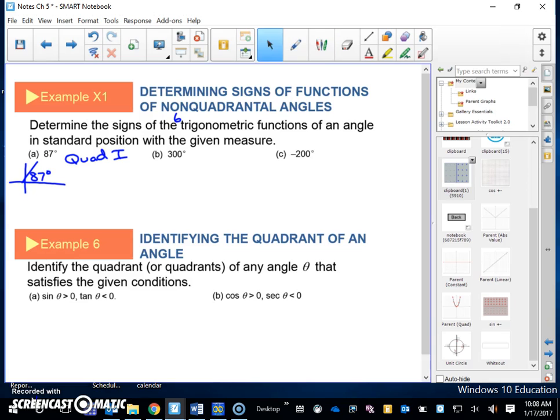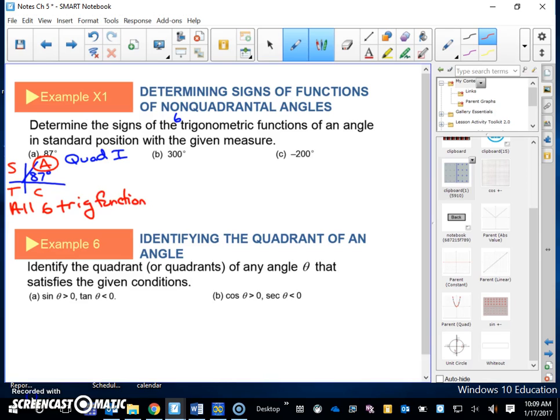because that's going to tell me what's positive and what's negative. And so I think maybe the easiest way to do this problem is to remember you're saying all students take calculus. Since we're in the first quadrant, that A reminds me that all 6 of them are positive. All 6 trig functions are positive. You could list them out. Sine is positive, cosine is positive, tangent is positive, cosecant is positive, secant is positive, cotangent is positive. I think it's easier to just say all 6 of them are positive.